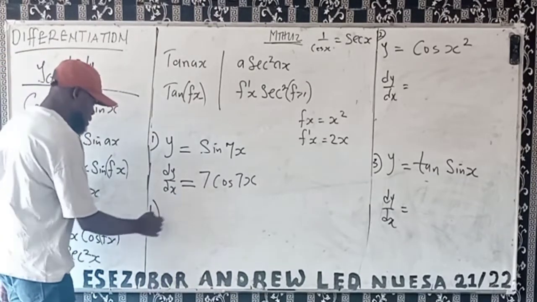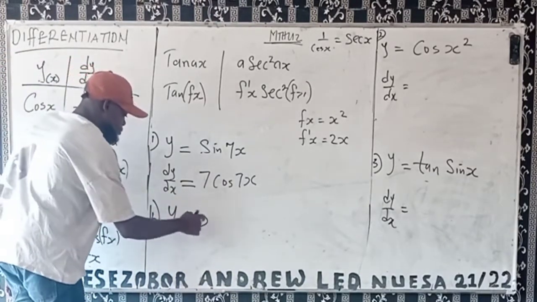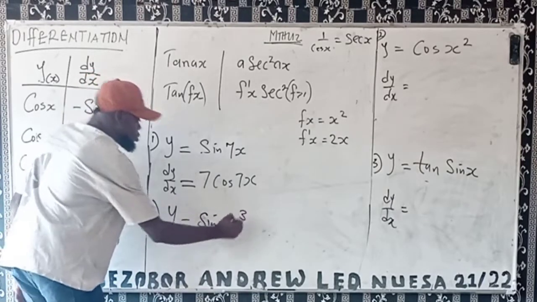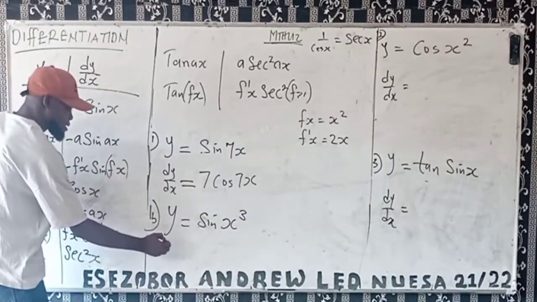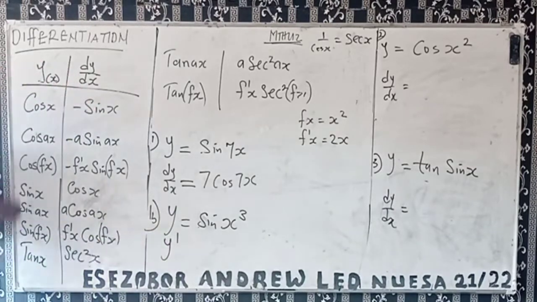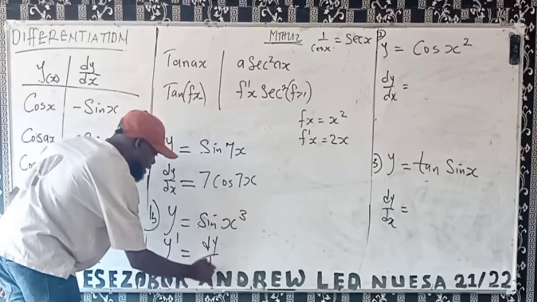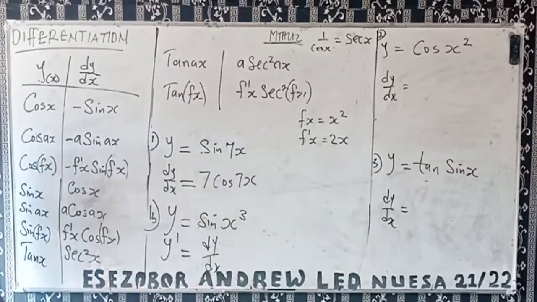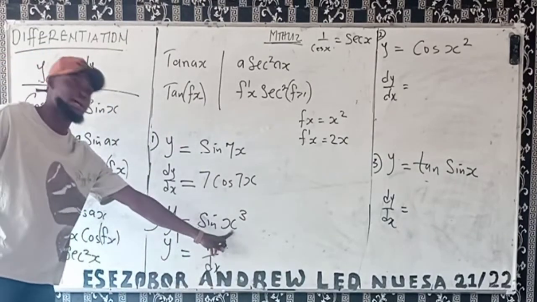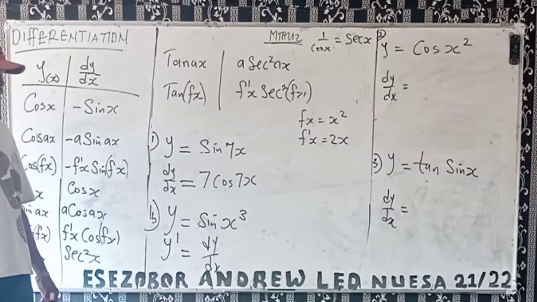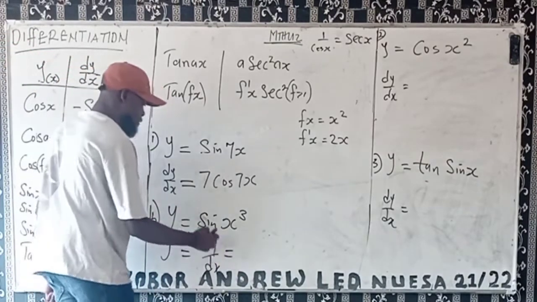1b. If y is equal to sin x cubed, what is y prime? What is y prime? Y prime means dy over dx, the derivative with respect to the variable that is here. That's y prime. Differentiate the y. That's y prime.